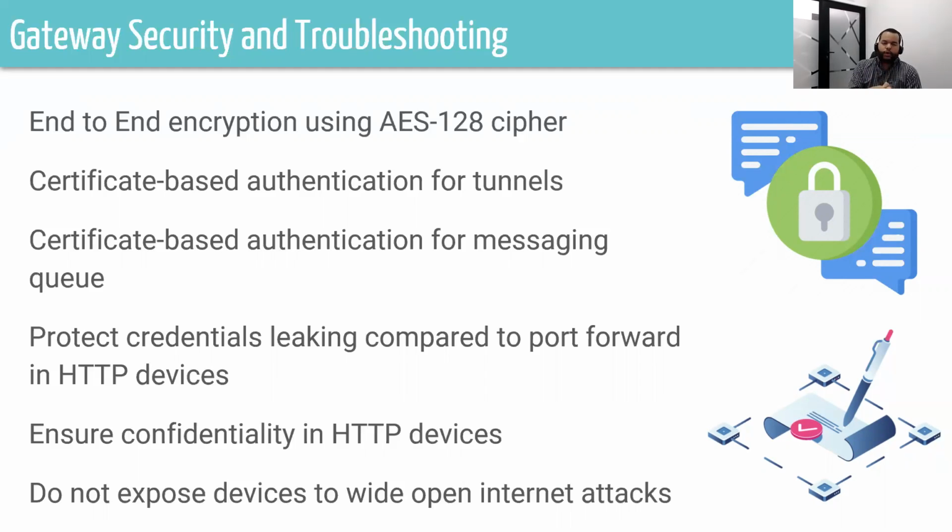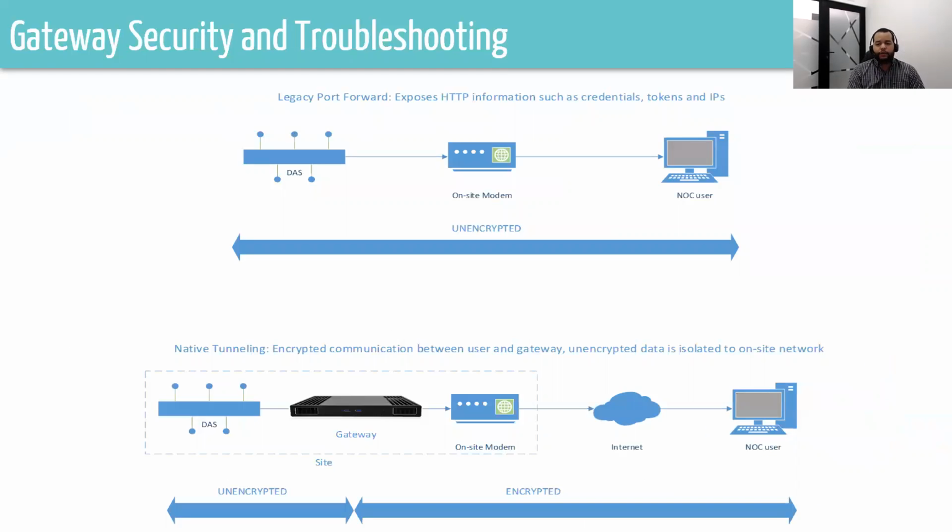This is why it's important that you always have secure tunnels and security in place. We ensure the confidentiality on HTTP devices. This is because we encrypt all the data. And we do not expose devices to wide open internet attacks because we do not require open ports. This is an illustration of how this works.